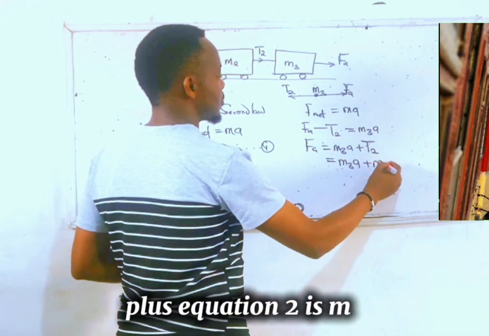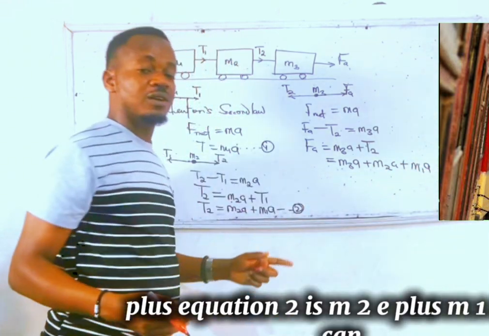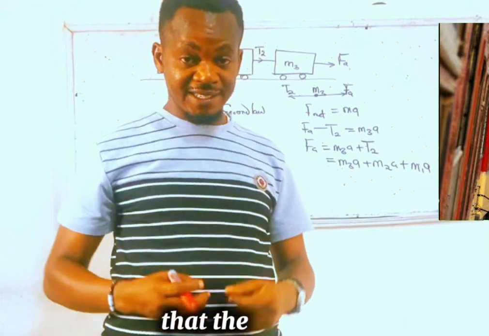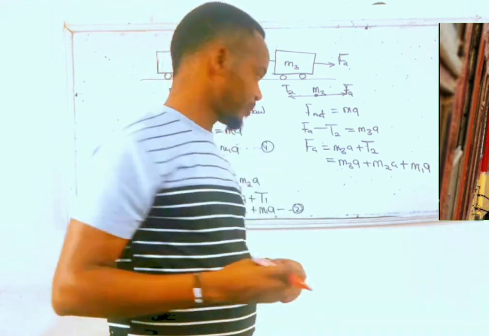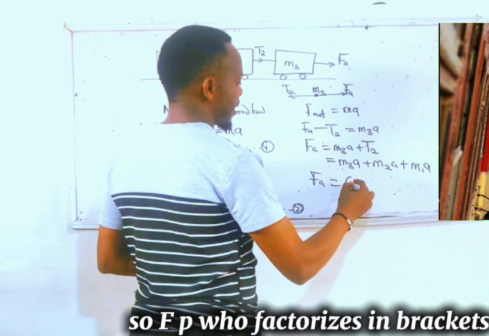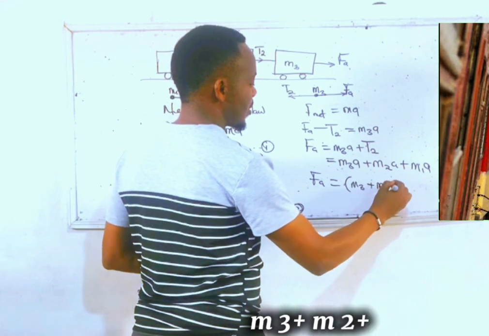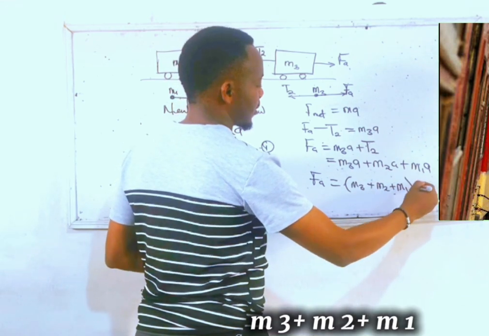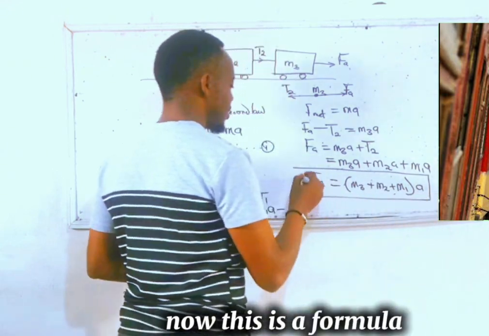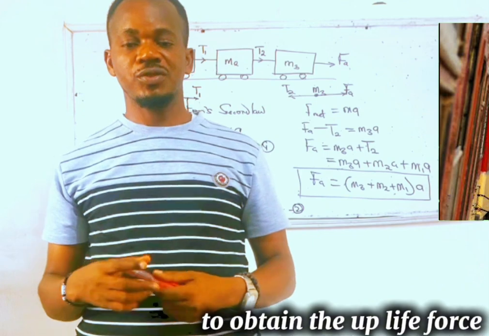Equation 2 is M2A plus M1A. You can see from this last equation that the acceleration is the same. So FA, we factorize it in brackets: FA is equal to (M3 plus M2 plus M1)A. Now, this is a formula for obtaining the applied force.